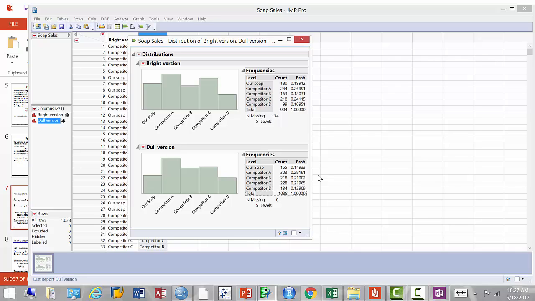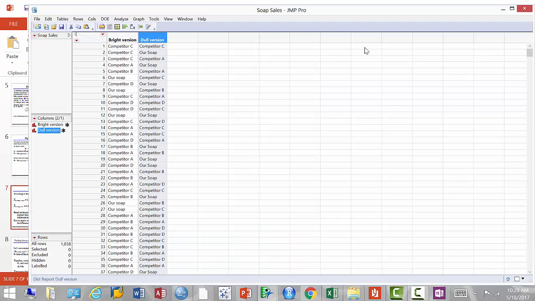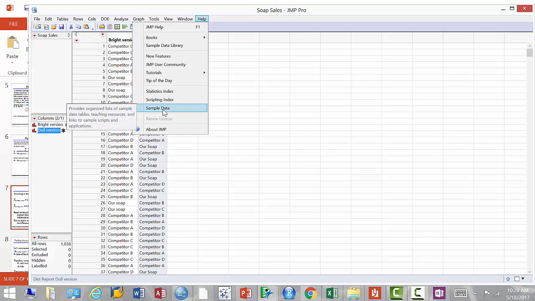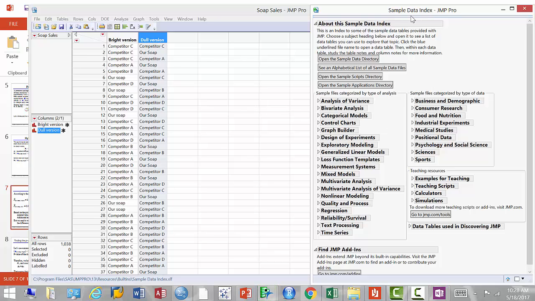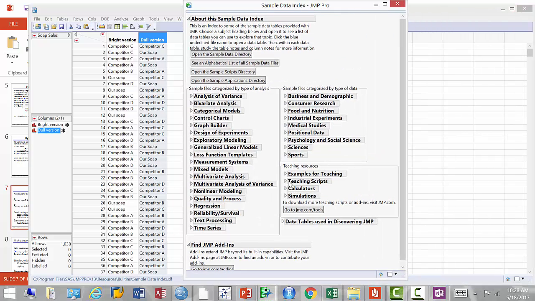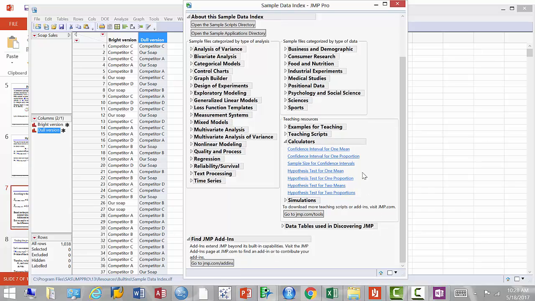Okay? And how do we find the test? Actually, it's not one of the regular menus. That's a little weird, but it's hidden in the help menu. So I'm going to close that one because I don't need it anymore. So if you go to the help menu and go to the sample data, then right here under the teaching scripts, which we used before for the distribution calculator, there is a group called calculators. And if you expand that group, you will see different links.